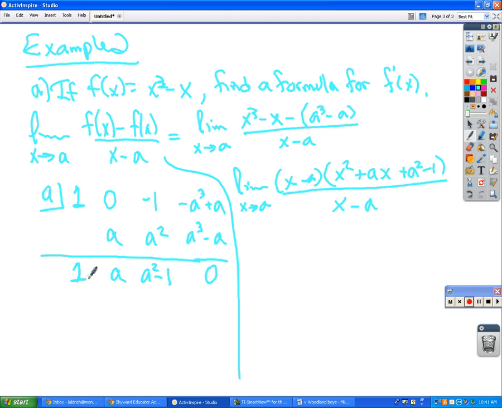I started with an x cubed, right? So this is going to be my x squared, my x, and my constant. If I started with x to the 4th, this would be x cubed, x squared, x, constant.